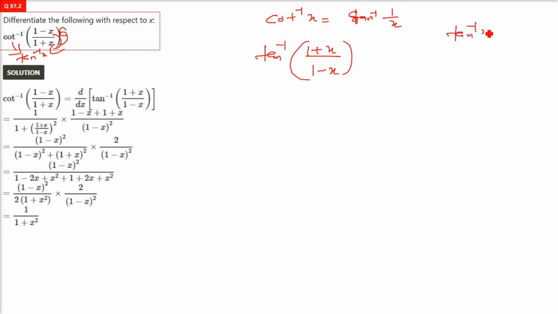But rather than doing this, as I said, the differentiation of tan inverse theta, or tan inverse of anything, is 1 by 1 plus square of that thing.